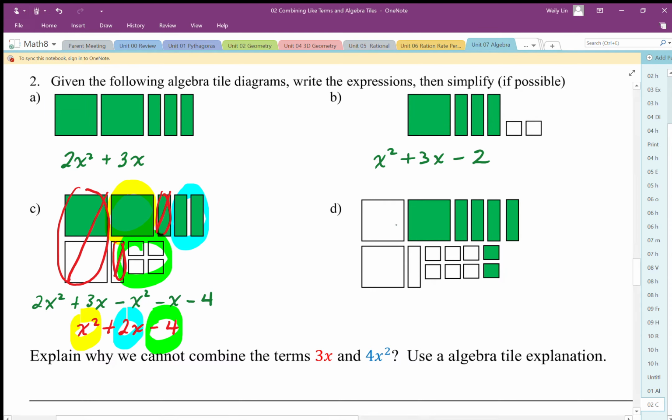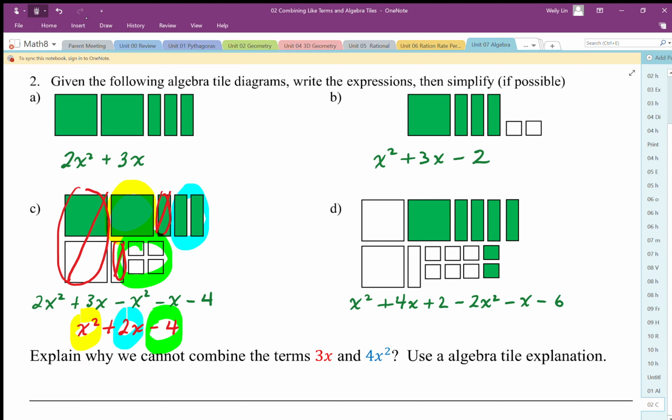Here we have, I'm just going to count the positives first, so I end up with 1x squared plus 4 x's plus 2. When I look at the negative tiles, I have 2 negative x squared, so I'm going to minus 2x squareds. I have 1 negative x, so I'm going to minus an x. And I have 6 negative 1s, so I'm going to minus 6.